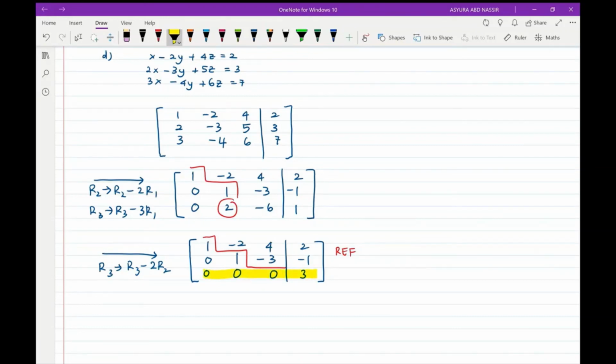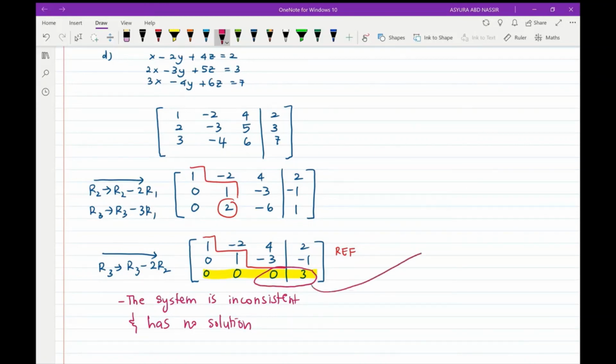In this type of question, we see that the system is inconsistent. We say that the system is inconsistent and has no solution. Why? Look at here. If you write it in the form of an equation, it will be 0x plus 0y plus 0z equals 3, which is impossible. Zero cannot be equal to 3. That's why this system is inconsistent and has no solution.